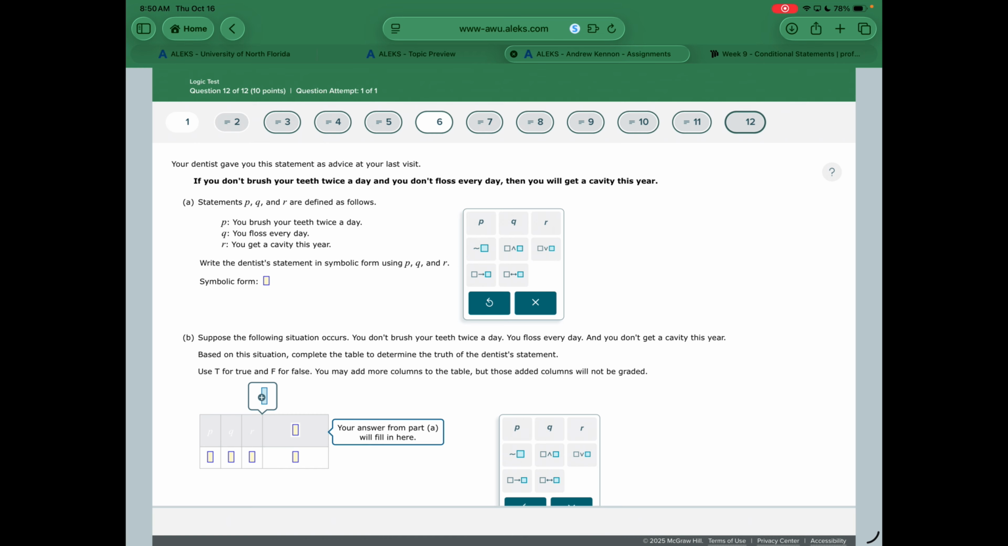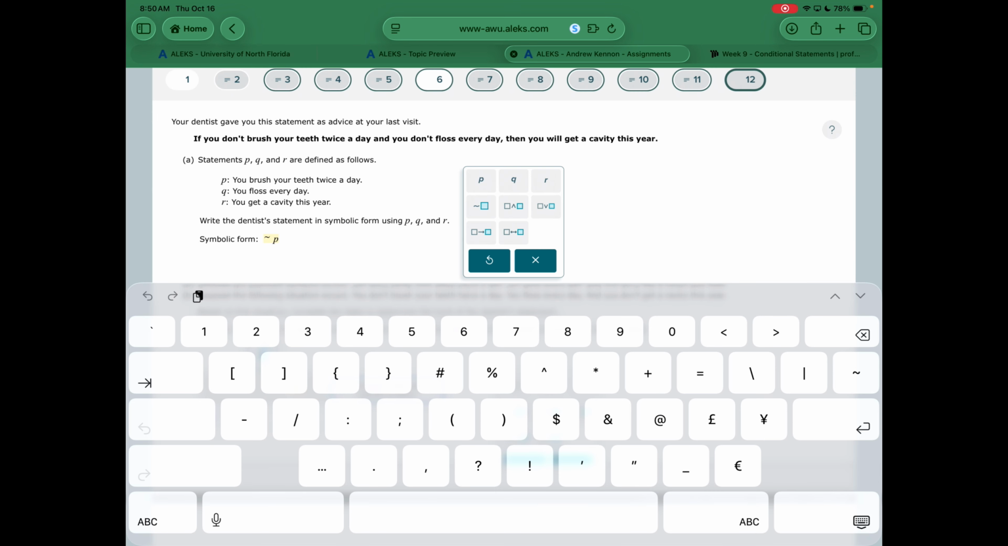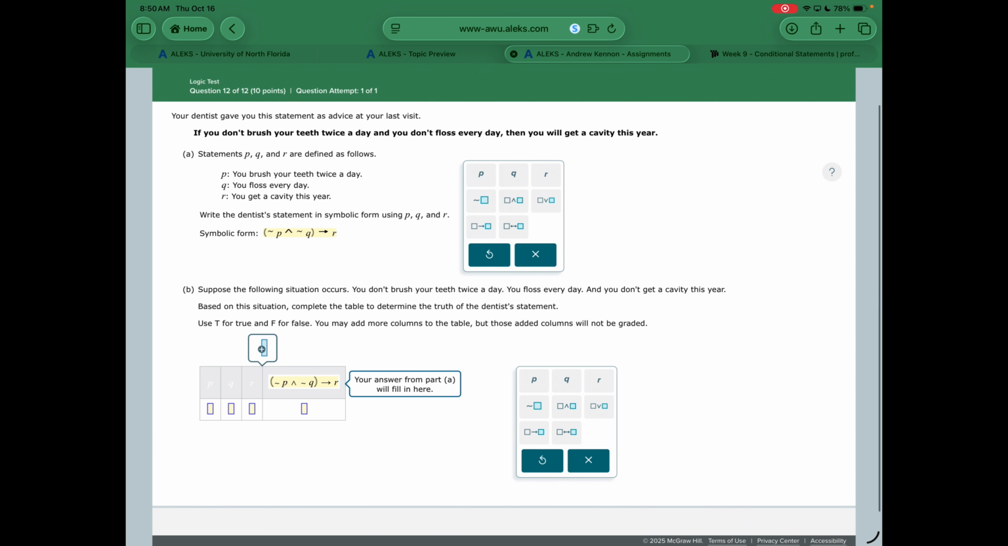All right, on this one, kind of like that last one we did, you got 3 of them here. So you brush your teeth twice a day. So the dentist says if you don't brush your teeth twice a day and you don't floss every day, this part is going to be in parentheses because you got 2 things there, then you will get a cavity this year. That would be R. So the dentist is saying if you don't brush and floss every day, then you will get a cavity.